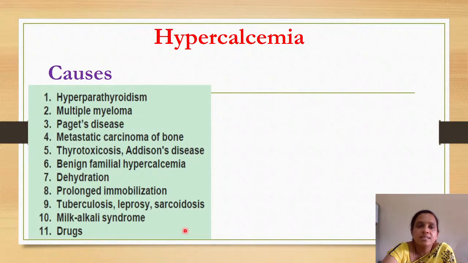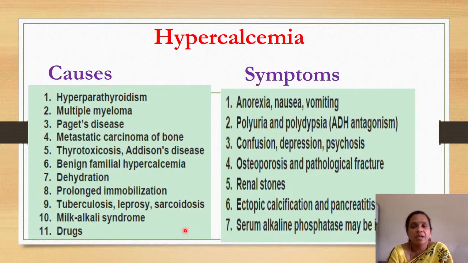Causes of hypercalcemia: hyperparathyroidism, multiple myeloma, Paget's disease. Most of the bone anomalies are associated with increased calcium level, like metastasis of carcinoma to the bone, thyrotoxicosis or Addison's disease, benign familial hypercalcemia, dehydration, prolonged immobilization, tuberculosis, leprosy, and some drugs. All these things are responsible for hypercalcemia. Now, what are the symptoms of hypercalcemia? The symptoms are anorexia.